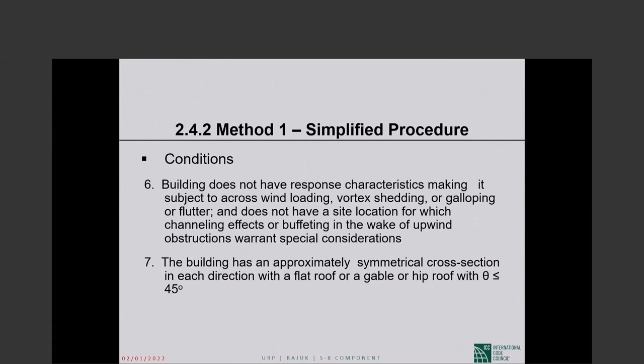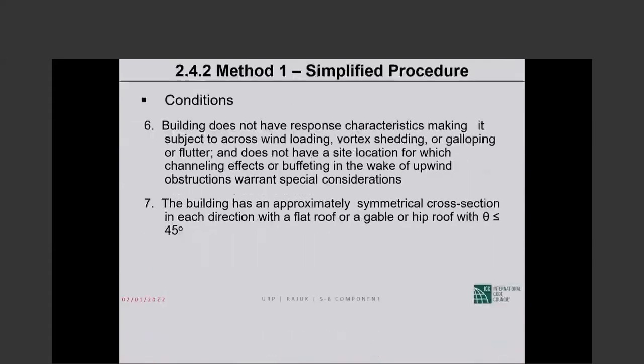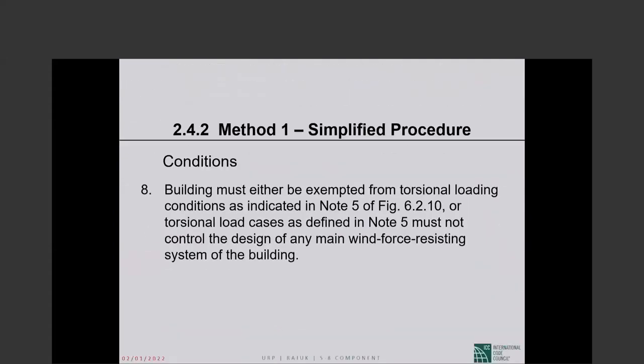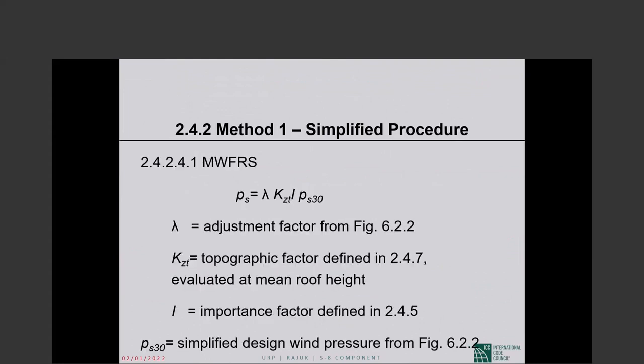Number 7, the building has an approximately symmetrical cross section. This is very, very important. In each direction with a flat roof or a gable or hip roof, theta less than or equal to 45 degrees, which is plenty steep, but you cannot go beyond 45. Again, the building must be free of significant torsion. That's what it means. The language is kind of complicated.